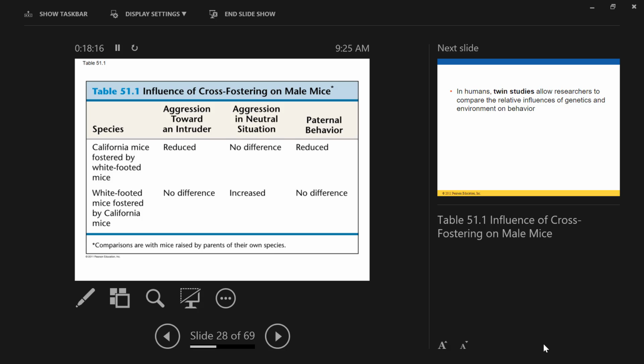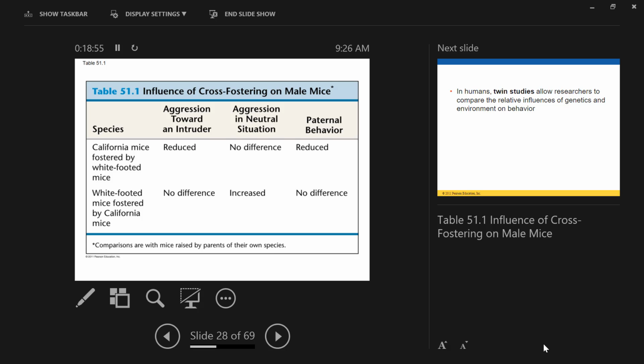So when you raise California mice with white-footed mice, remember California mice are the aggressive species. You raise them with less aggressive parents, and you actually get reduced aggression in the offspring that are raised with less aggressive parents. When you raise white-footed mice by California male parents, you get increased aggression in a neutral setting and no difference in aggression to an intruder. And so what you find is that a lot of this aggressive behavior is actually learned. They learn it from their parents. It's not innate. It's not programmed.